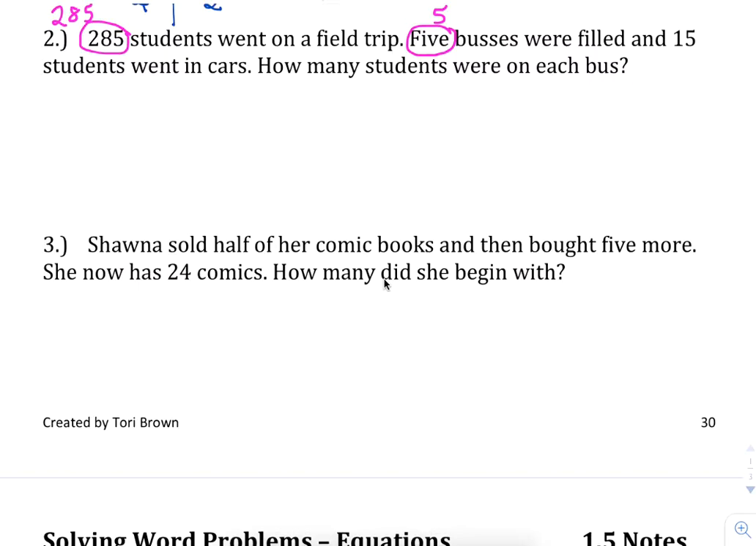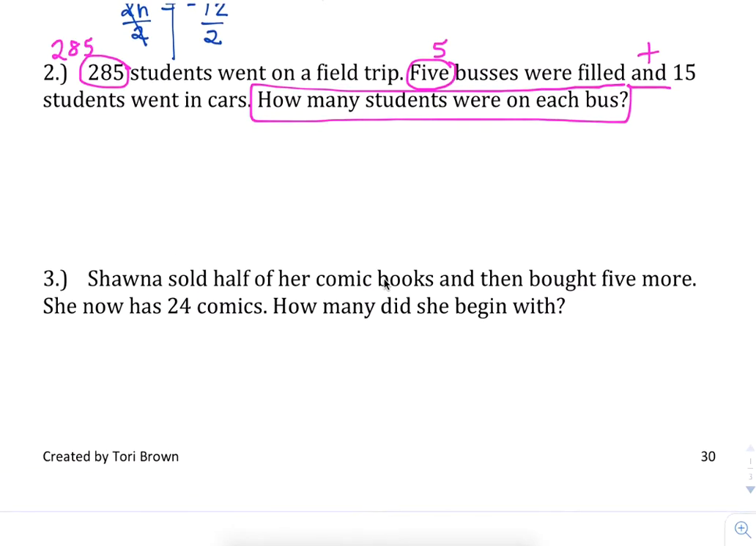5 buses were filled and 15, so and means extra. We're going to be adding extra. And 15 students went in cars. How many students were in each bus? So what are we solving for? That's how I'm going to know what my variable is. How many students were on each bus? We are solving for buses. What do you want your variable to be for buses? We're going to let that be b.